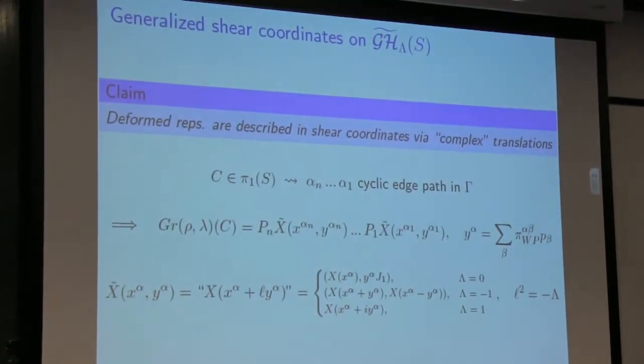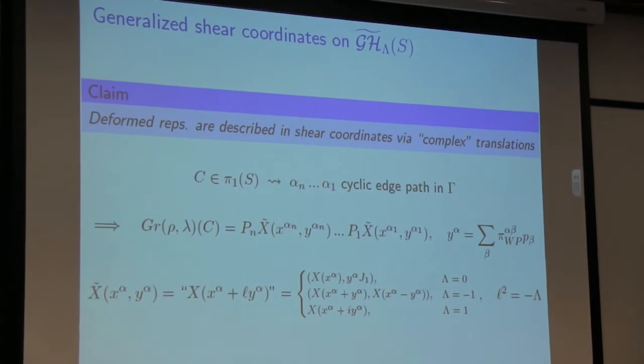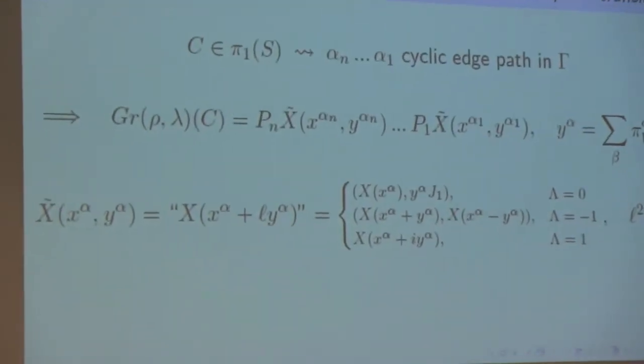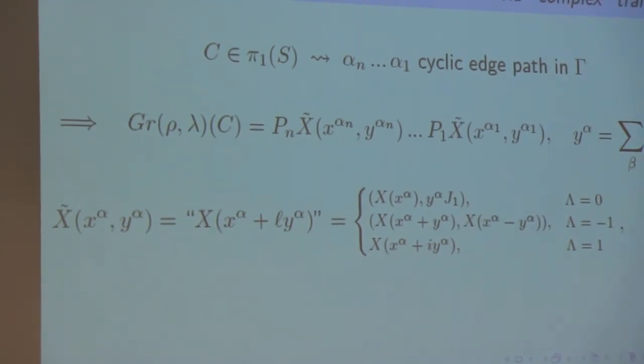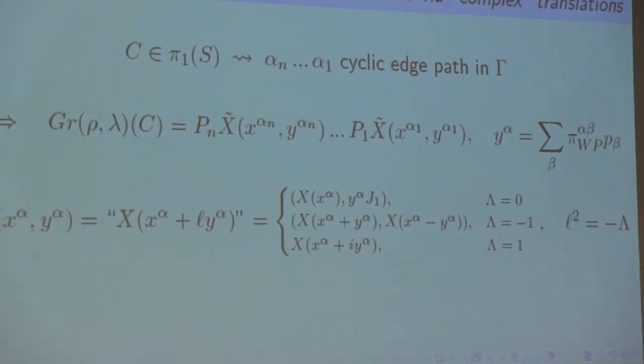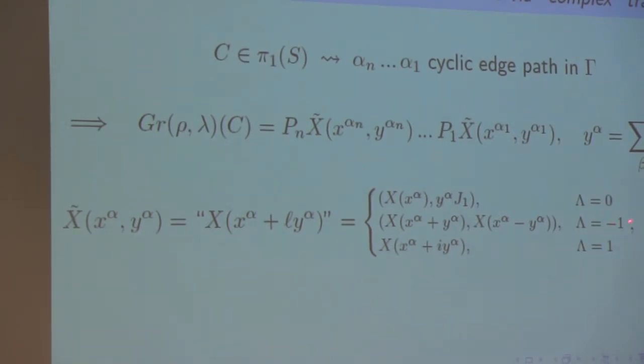And then the main claim of the work we've been doing is that these deformed representations can be described in the shear coordinates via some type of complex translation of the coordinates. So basically we need to consider not only real coordinates but also some complex term here. But this is not quite a complex coordinate, because this L here is supposed to square to minus lambda. So it's really an imaginary number when lambda is equal to 1, but it is some other algebraic object when lambda is 0 or lambda is 1.